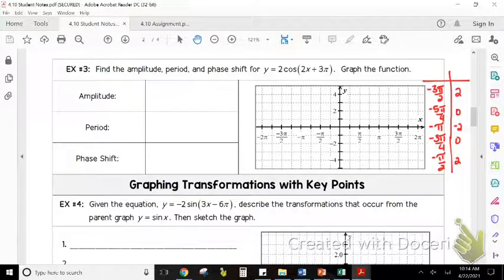All right, so when you go to graph this, let's see, we have a negative 3 pi over 2, and it's up at positive 2.